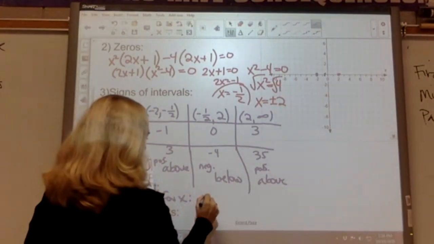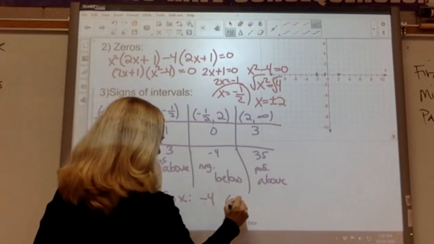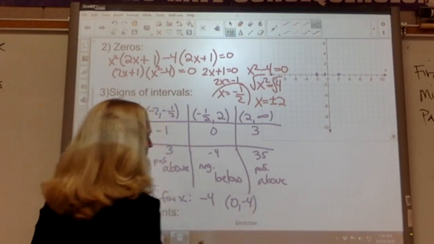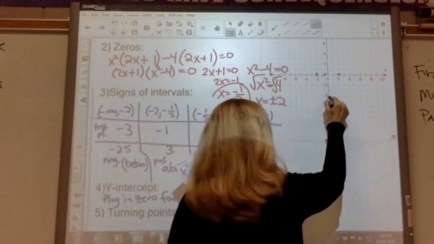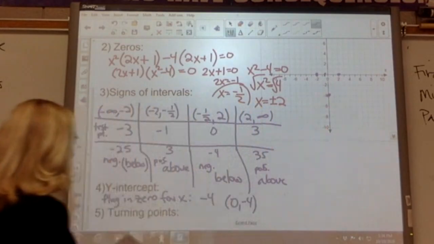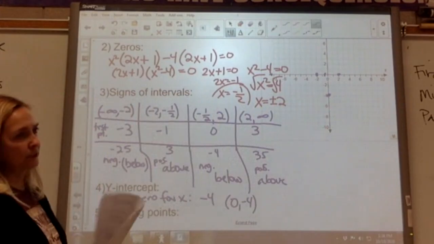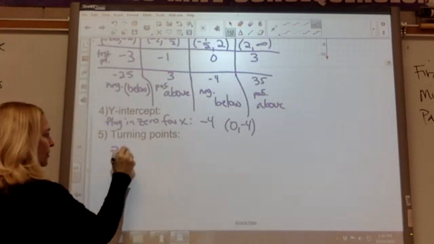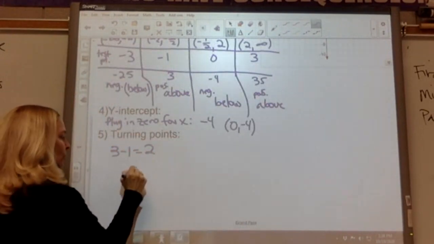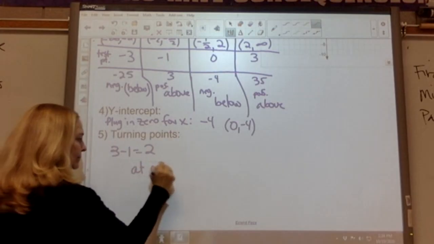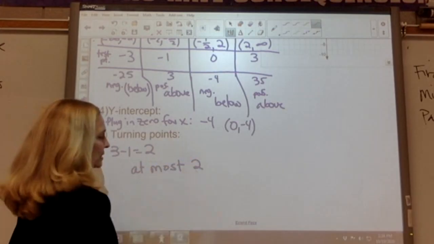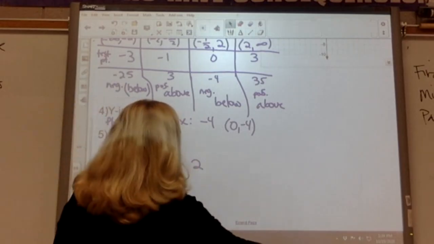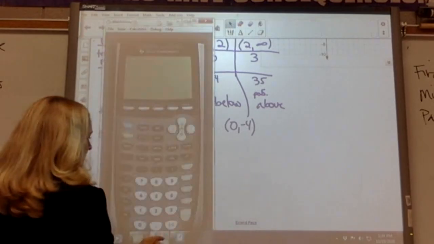And you're going to get -4. So it's the ordered pair 0, -4. So it's going to be right here. It's the y-intercept. Now, turning points, since this is a cubic, it has at most 3 minus 1 is 2, so at most 2 turning points. And now I'm going to find any minimums and maximums. So I'm going to graph it.